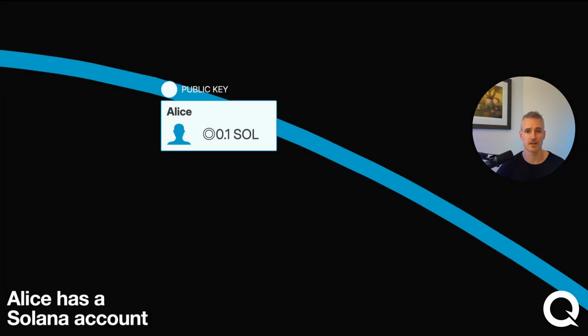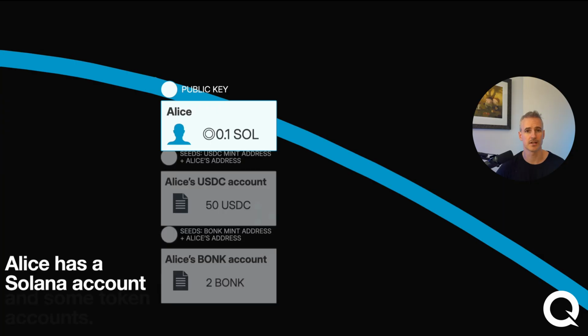If you don't understand the next part, watch the Understanding Solana Token Accounts video linked in the show notes. So here's Alice. She has a Solana account. And she has 2 token accounts for USDC and for bonk.